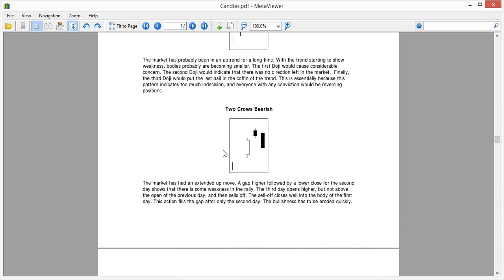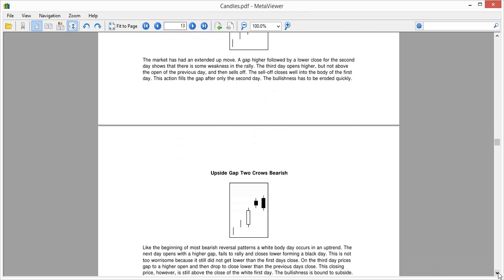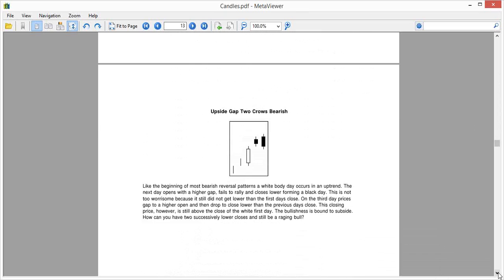So again, we have our trend up. The second day the market goes up, but on our third day the market takes back the uptrend profits and it's selling off. So again we're looking for confirmation for a further sell off. So this is a bearish formation. Upside gap 2 crows bearish.